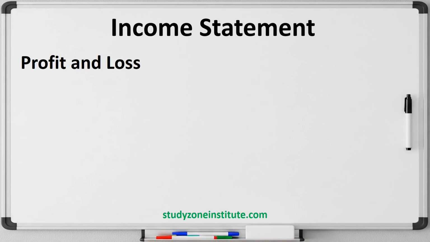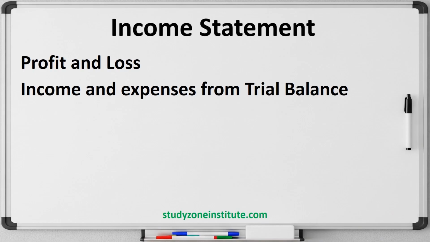Step 5. Income statement. The income statement, also known as the profit and loss statement, summarizes all income and expenses from the trial balance to determine if the business made a profit or a loss over a specific period.